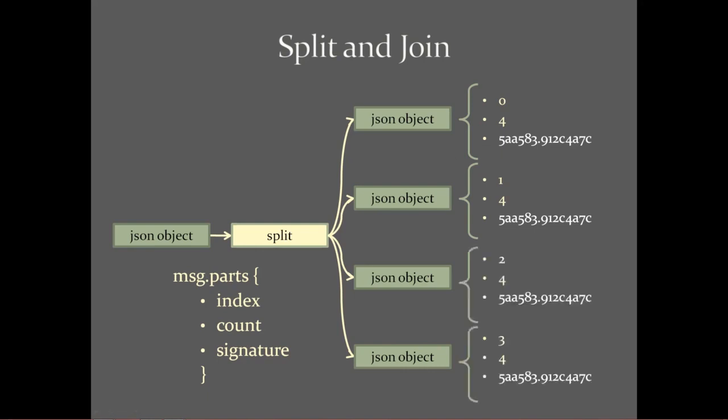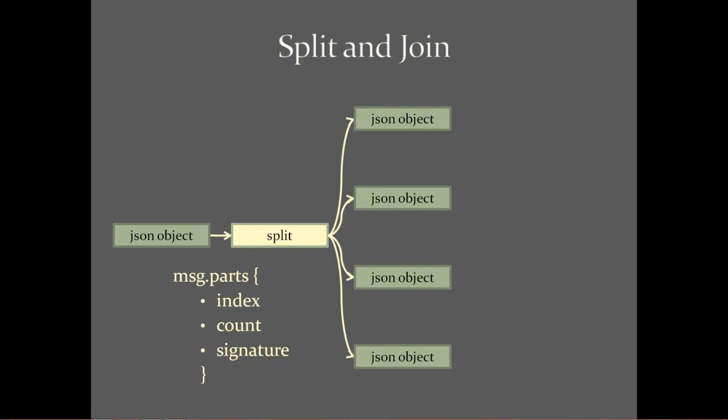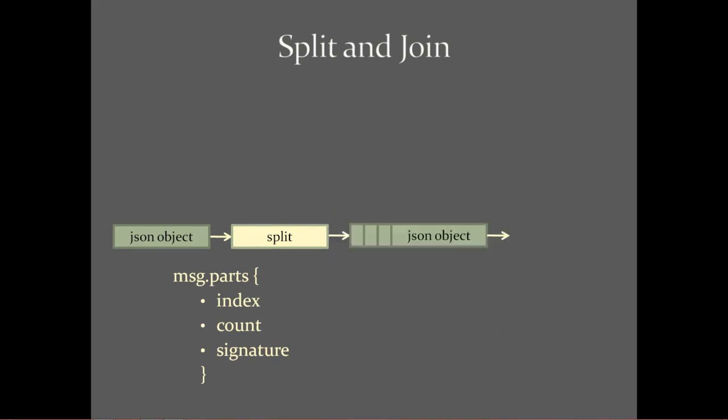This is especially useful if we want to merge all the objects back again, because they are not sent in parallel. They are actually sent one after the other, and some objects can get delayed for different reasons. So the node join will look into these parts to put everything together again.